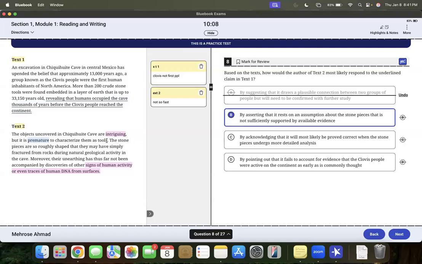It's saying we can't assume that these are tools, and there's not even more evidence about humans. C, by acknowledging it will most likely be proved correct when the stone pieces undergo more detailed analysis. So text two's author says nothing about more research being done, so that doesn't make sense. D, pointing out that it fails to account for evidence that the Clovis people were active on the continent. Again, in text two, the author doesn't even talk about activity of humans or anything like that. So B is the best answer.